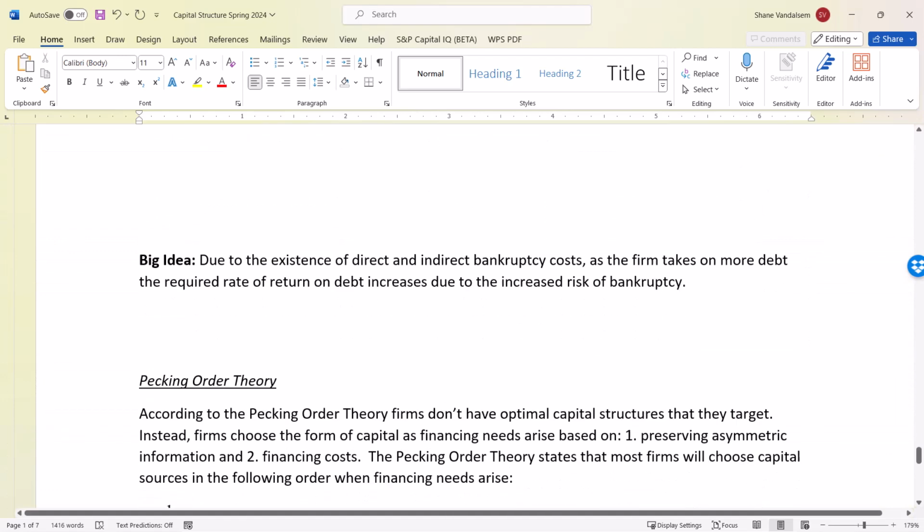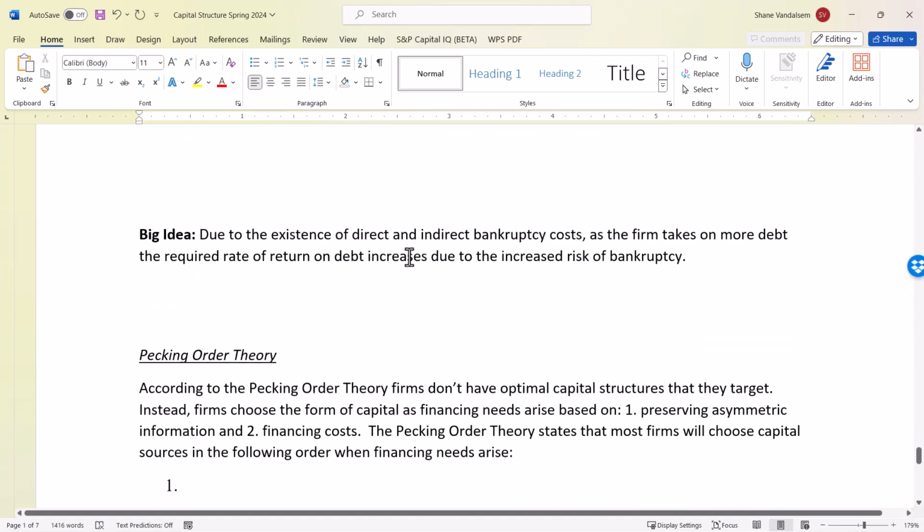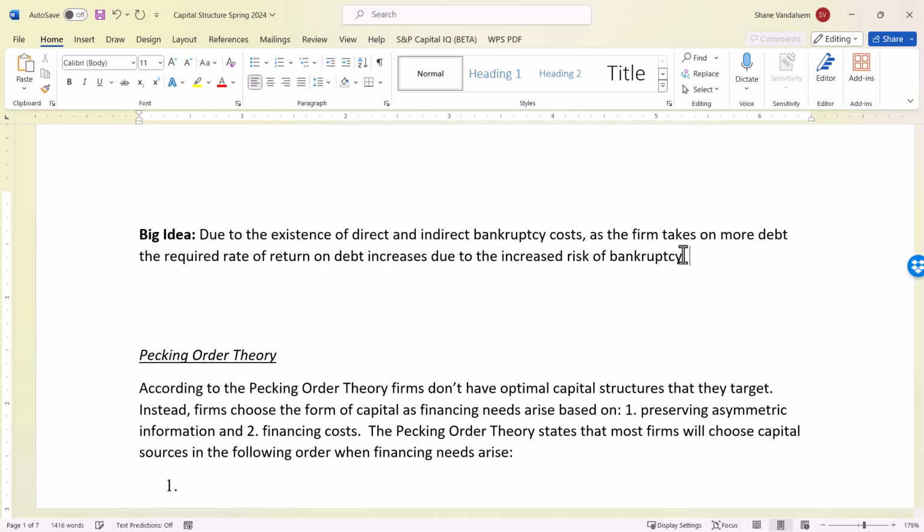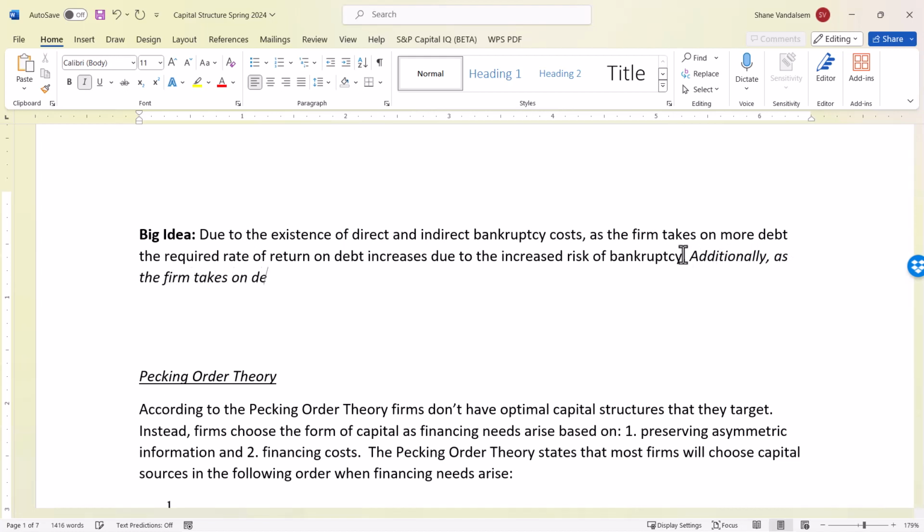So the idea here is that due to the existence of direct and indirect bankruptcy costs, as the firm takes on more debt, the required rate of return on debt increases due to the increased risk of bankruptcy. Additionally, as the firm takes on debt, the required rate of return on equity also increases because the stockholders take on more risk as well.